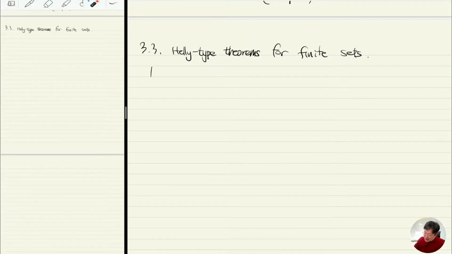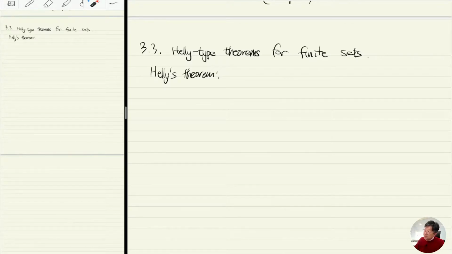So let me tell you about Helly's theorem. This course is not about Helly's theorem. If you want to learn more about Helly's theorem, you can take the discrete geometry course at KAIST. Right. So Helly's theorem is about convex sets.